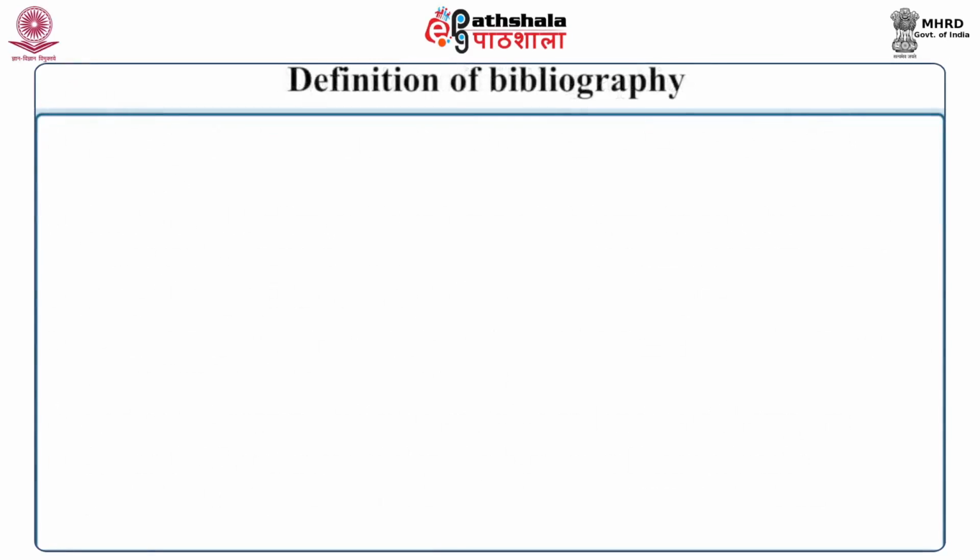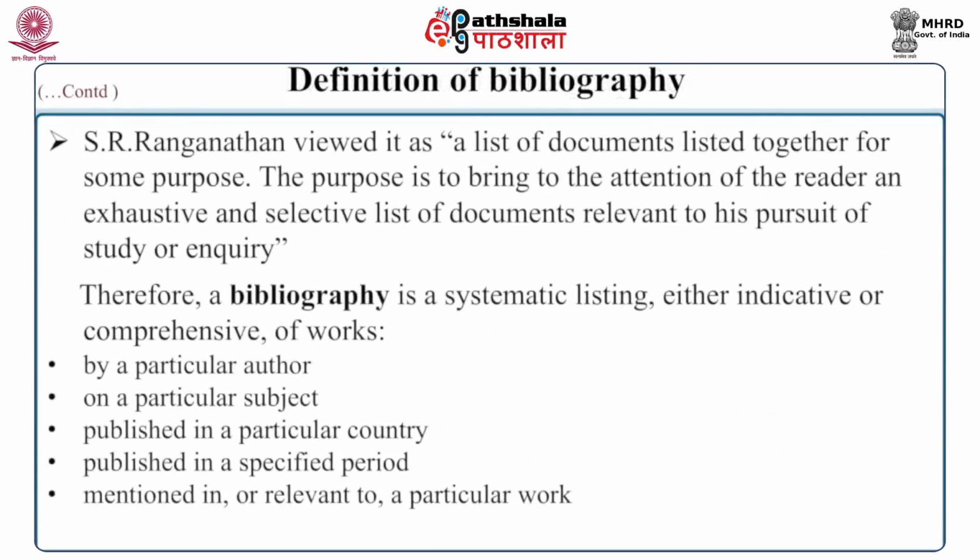Coming to the definition of bibliography, it has been defined by many people in many ways. Ranganathan viewed it from the user point of view and defined it as a list of documents listed together for some purpose. The purpose is to bring to the attention of the reader an exhaustive and selective list of documents relevant to his pursuit of study or inquiry. So this is basically the purpose of a bibliography, to bring the information to the notice of the user. That's why we call it a location tool.